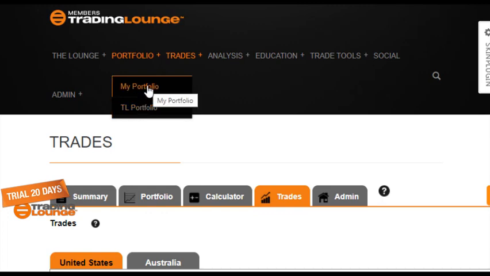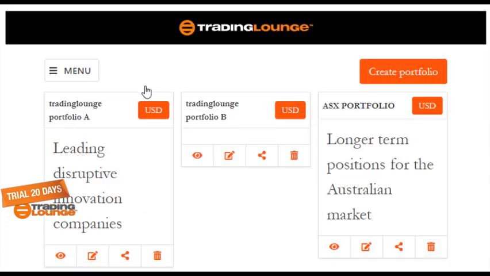But this one in here, my portfolio, that's yours. And what you'll need to do here is, this is actually mine. I've got 3 portfolios here, but you can just create your own portfolios. But you'll also need to log in as well. So the login will be separate from the TradingLounge login, but it would be handy if you just use the same login as you do for TradingLounge, or have a different one, but anyway, as long as you remember it.